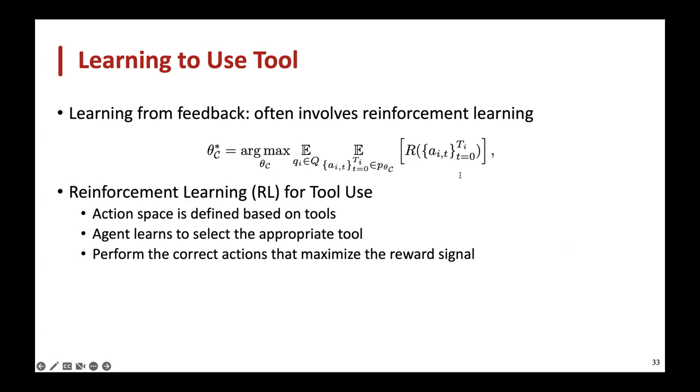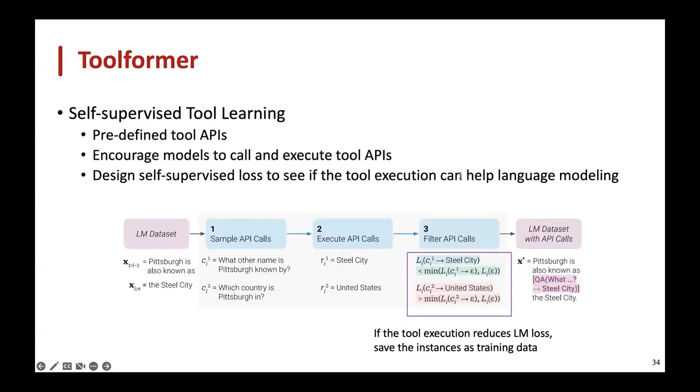So reinforcement learning for tool use is not yet very well explored. Here is a very simple example, Toolformer. Toolformer leverages the in-context learning ability of foundation models to bootstrap tool use examples based on a handful of human-written examples.